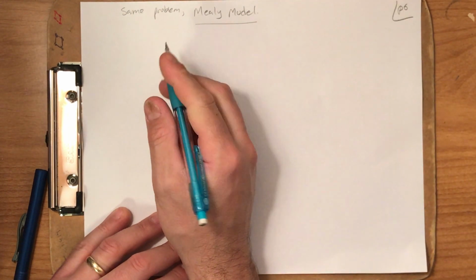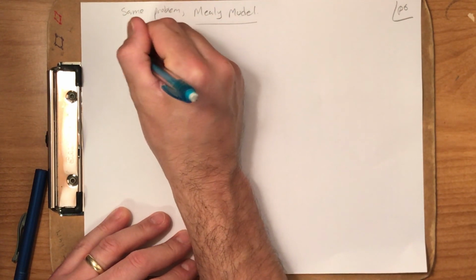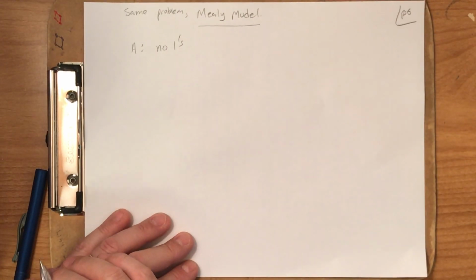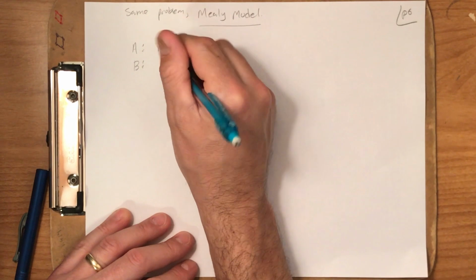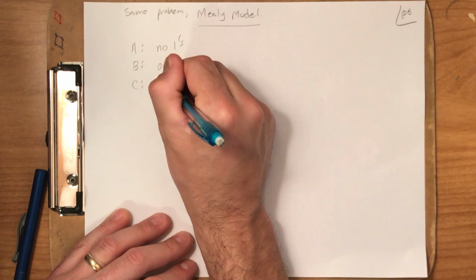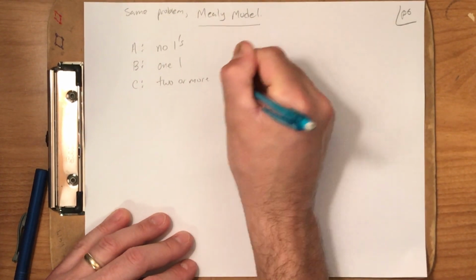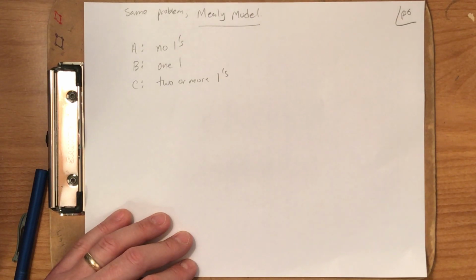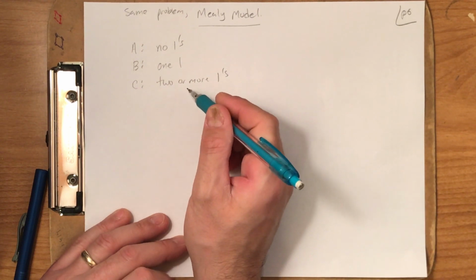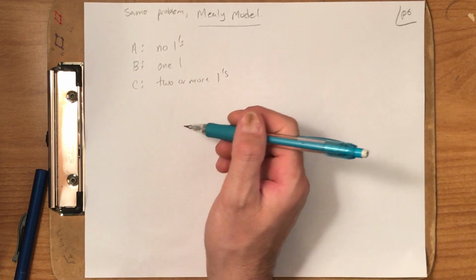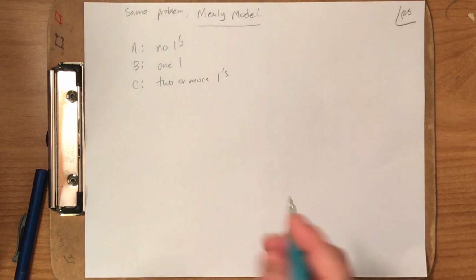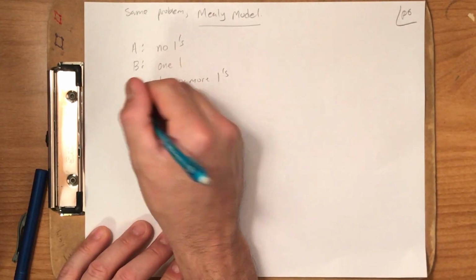All right, so A will be no 1s, B will be one 1, C will be two or more 1s. We don't need a D. Why? Because if we're in state C and the current input is 1, that's our third 1, and that'll give us an output of 1. It's a little bit subtle, but let's look at the state table.